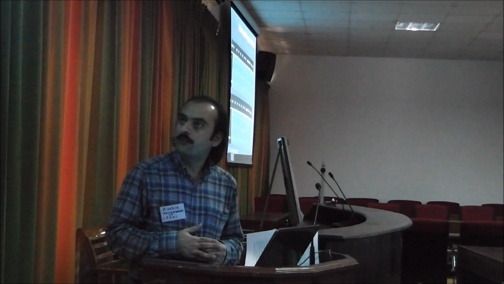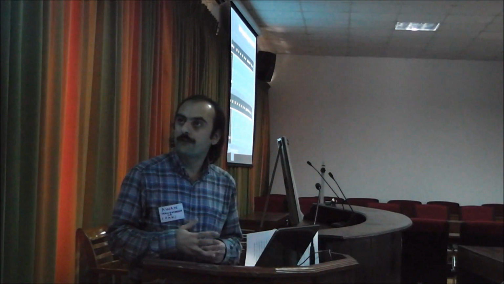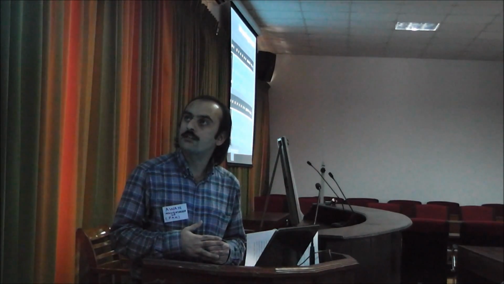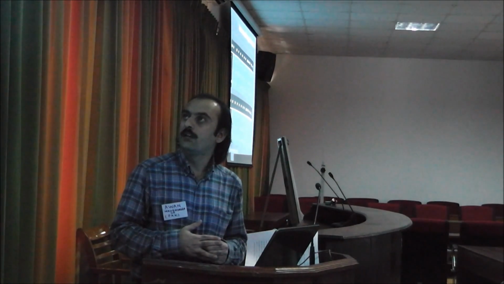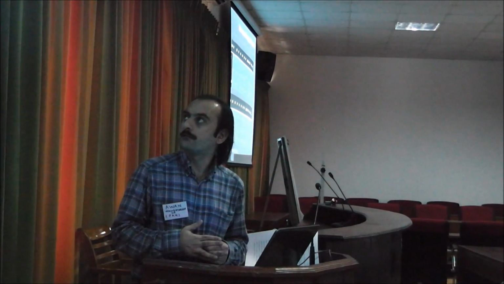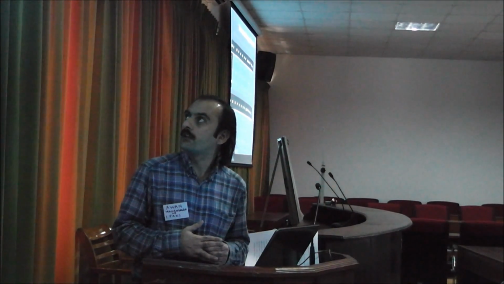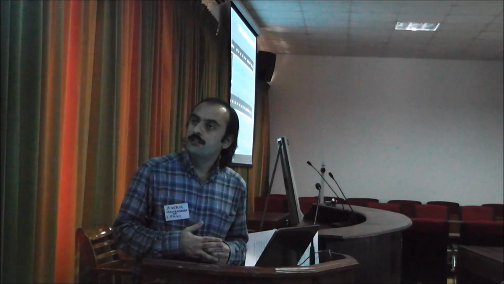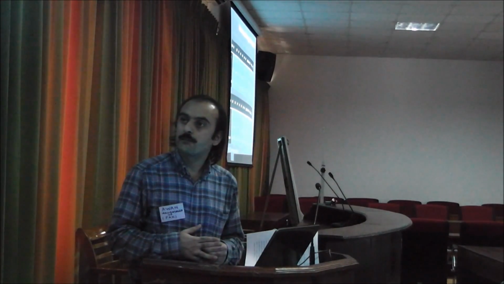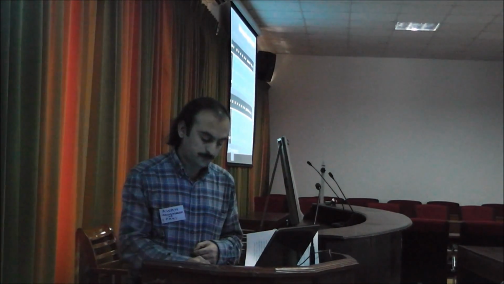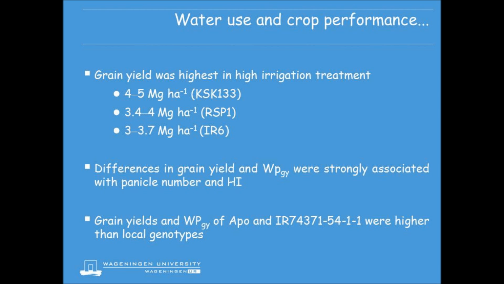And for this we found the main effects of irrigation for shoot biomass, panicle number, harvest index, spikelet fertility, 1000 grain weight, total nitrogen uptake, and water productivities, but we didn't find an interaction between irrigation and genotype. Grain yield was highest in the high irrigation treatment, that was re-irrigation at about 80% of field capacity.